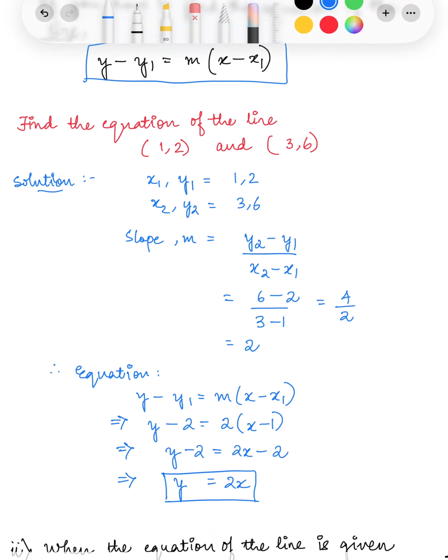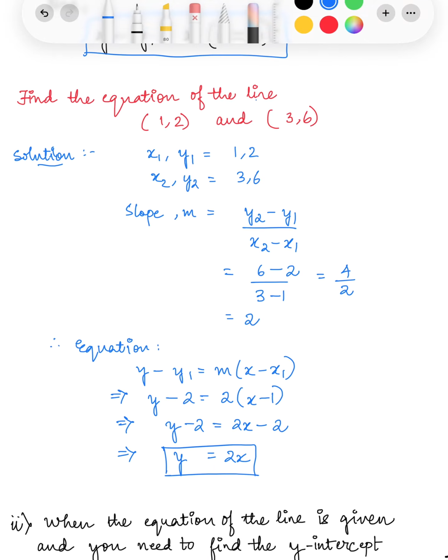Let's move on to a simple example. Find the equation of the line which passes through (1, 2) and (3, 6). What do we do here? We assign x1 and y1 to (1, 2), and x2 and y2 to (3, 6). You can do either of that. You can also make this as x1, y1 and this as x2, y2. That's your choice, but be consistent with it.